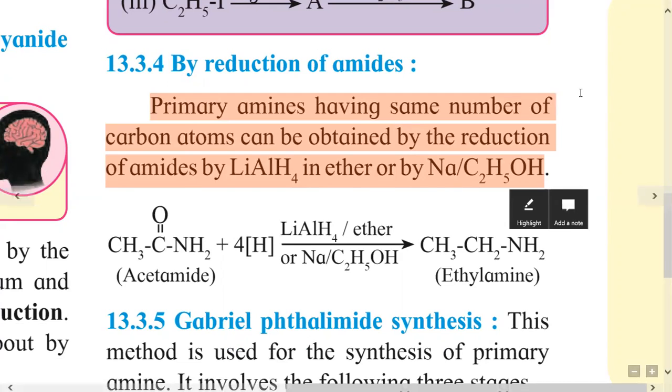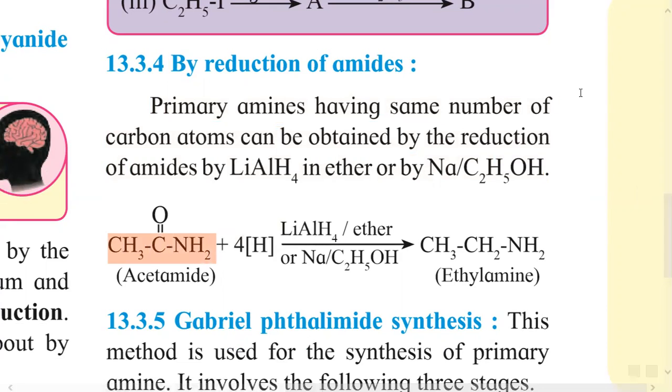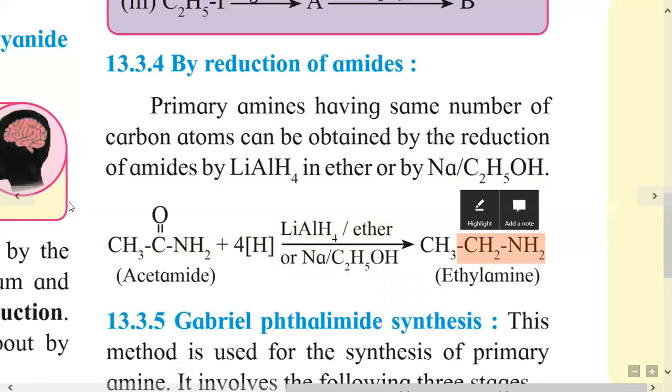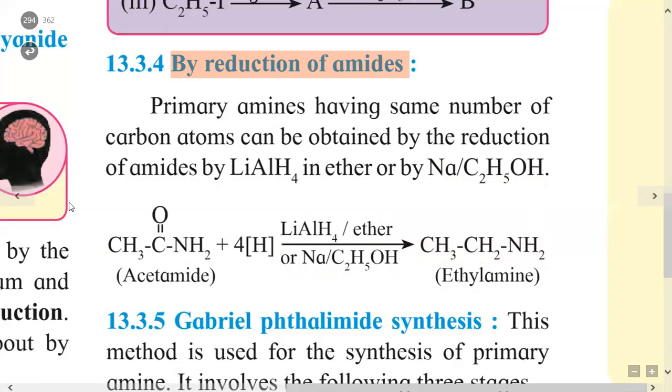So here a particular example is taken. Here the R group is taken as CH3. So CH3 C double bond O NH2 is acetamide. Again, using sodium and ethanol or lithium aluminium hydride in ether gives 4 nascent hydrogens, which reduce the C double bond O group into a CH2 group, and we get a primary amine here, CH3 CH2 NH2, which is ethylamine or ethanamine. This is method number 4 for the reduction.